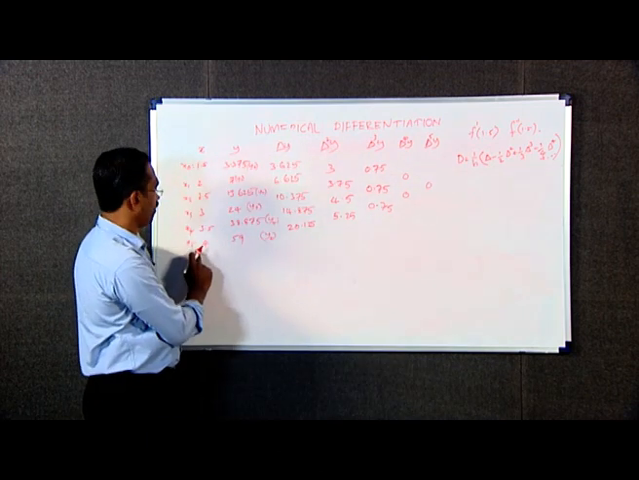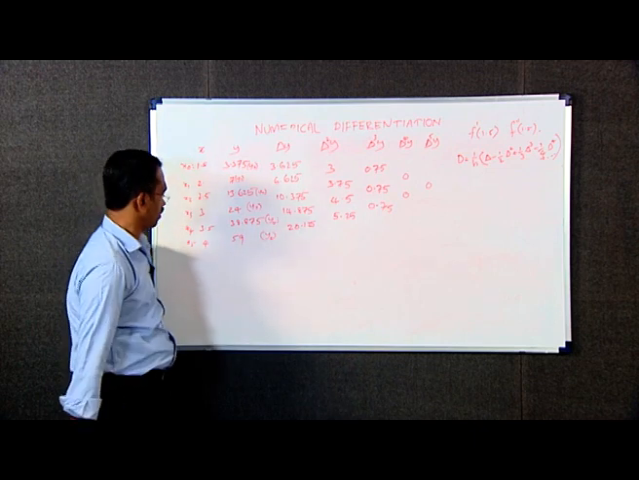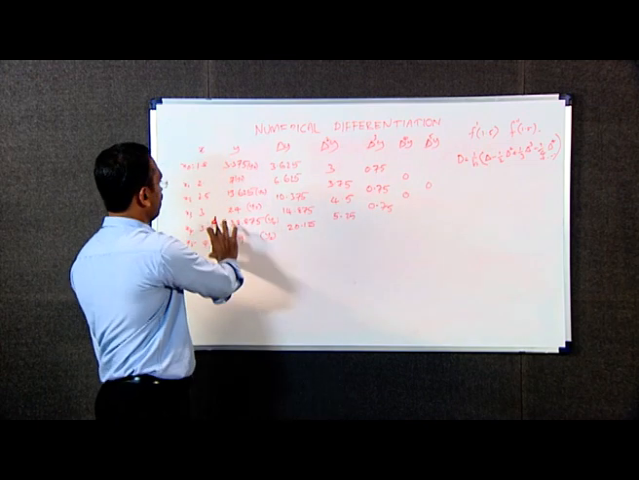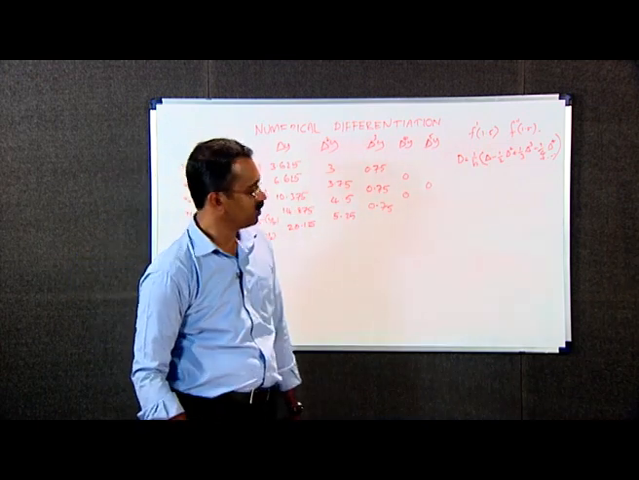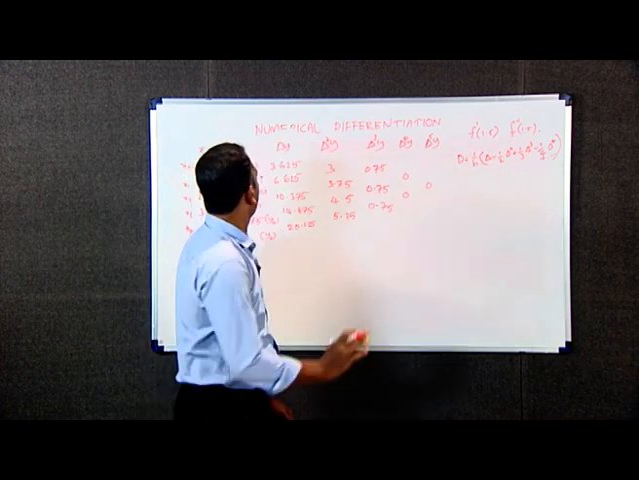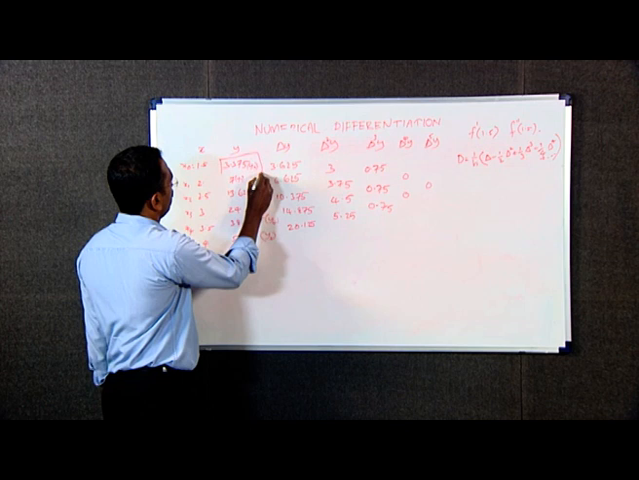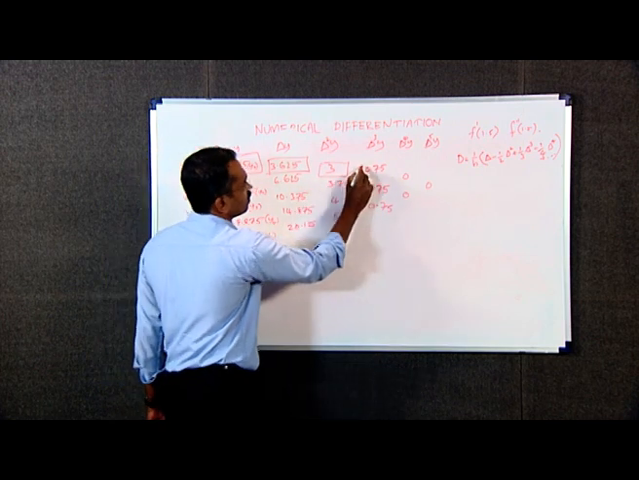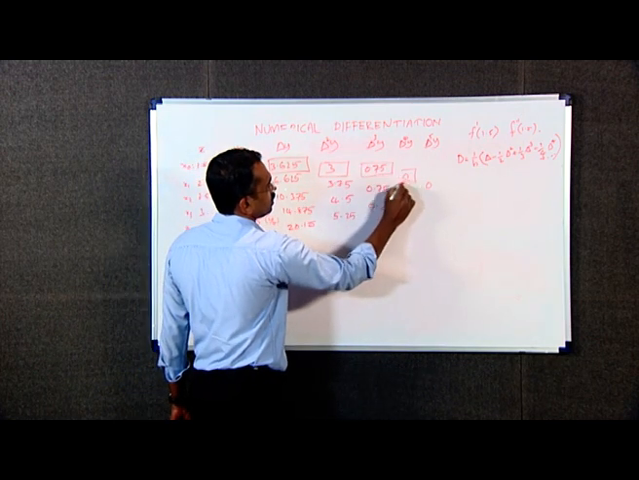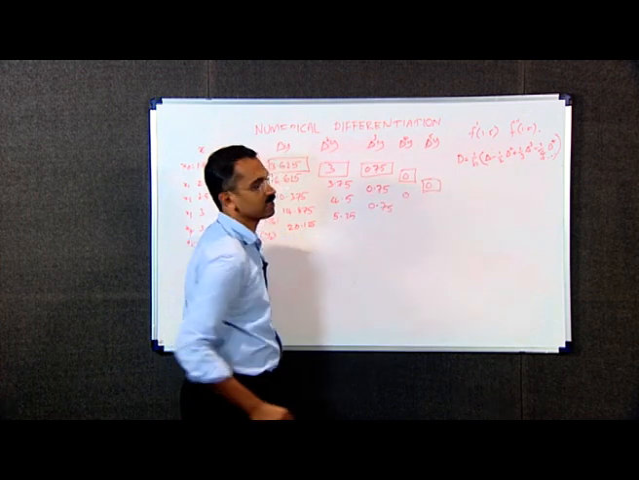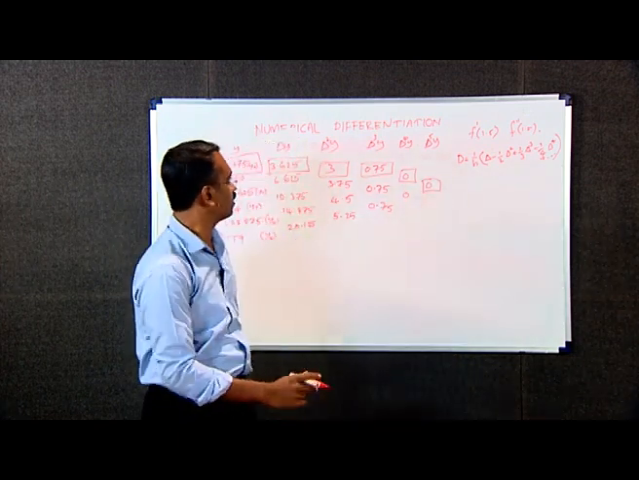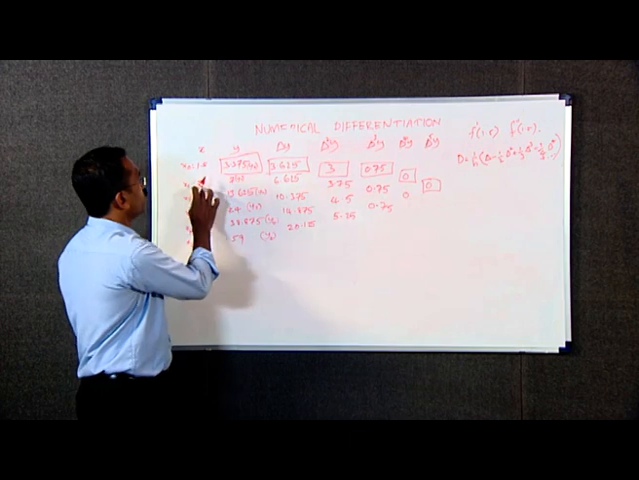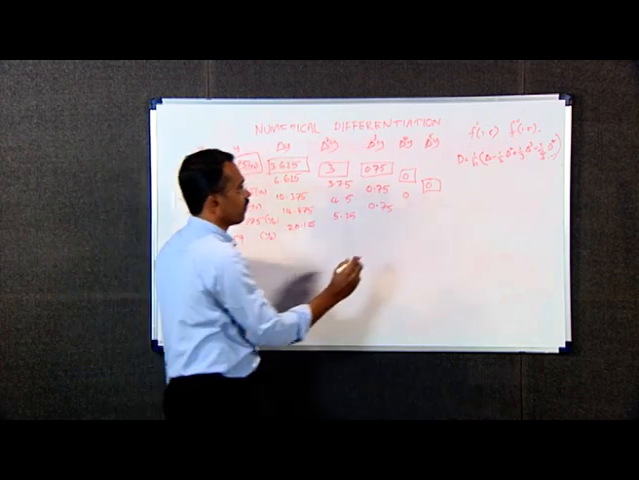Here 6 values are given, therefore, there are 5 differences. Therefore, this is y naught, this is delta y naught, this is delta square y naught, this is delta cube y naught, this is delta raised to 4 y naught, and this is delta raised to 5 y naught. Substituting these values in this expression, we get here h is equal to 2 minus 1.5, that is 0.5.